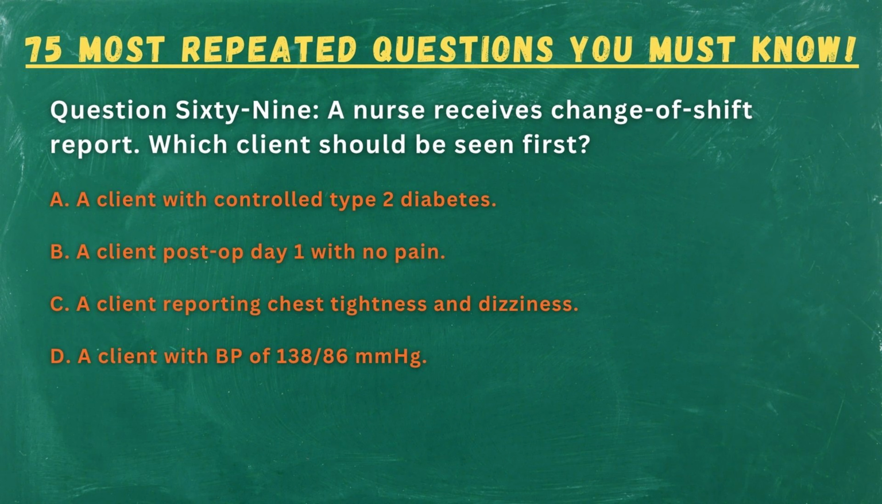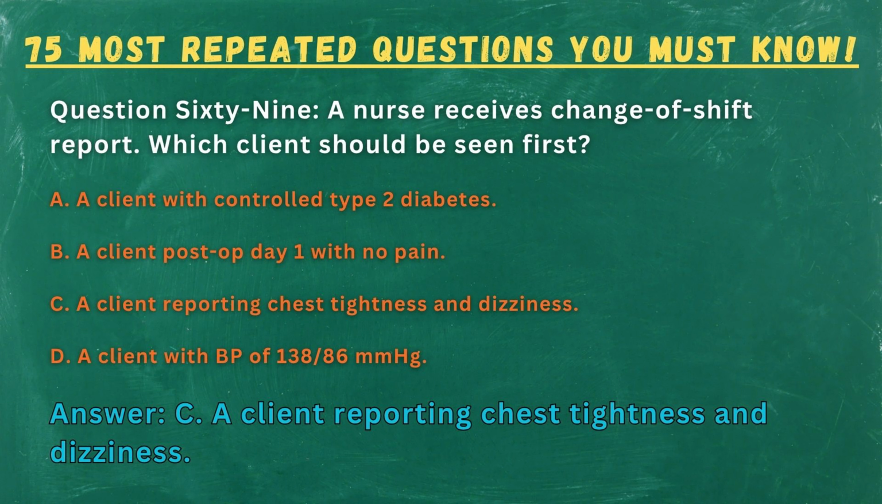Question 69. A nurse receives change of shift report. Which client should be seen first? A. A client with controlled type 2 diabetes. B. A client post-op day 1 with no pain. C. A client reporting chest tightness and dizziness. D. A client with BP of 138/86 mmHg. Answer: C. A client reporting chest tightness and dizziness.